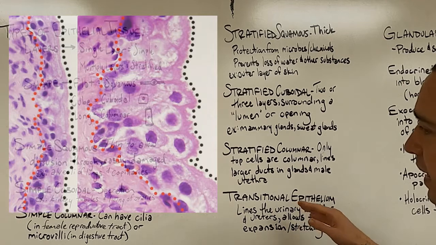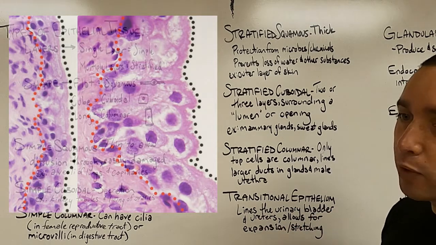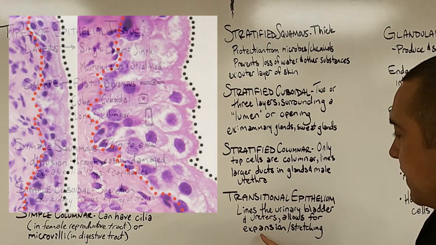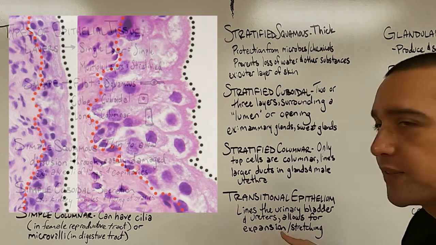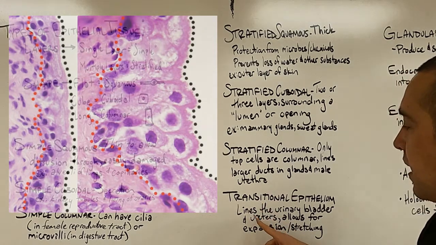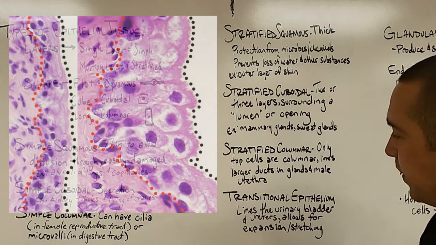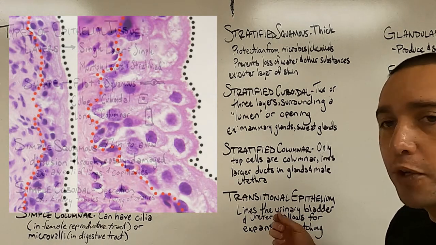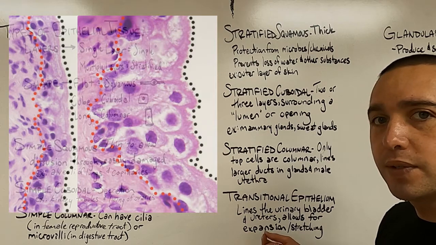Transitional epithelium can be really thick or really thin. It specializes in expansion or stretching, and so this type of epithelium lines the urinary bladder to let it expand, and the ureters, the tubes that connect the kidneys to the bladder.